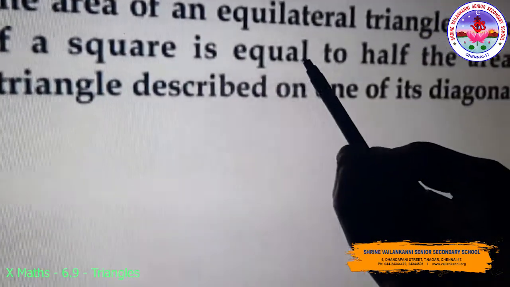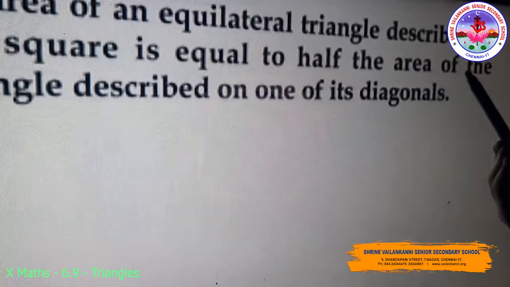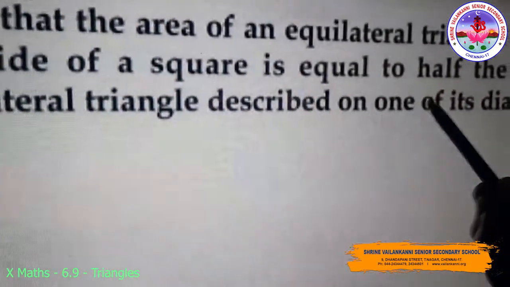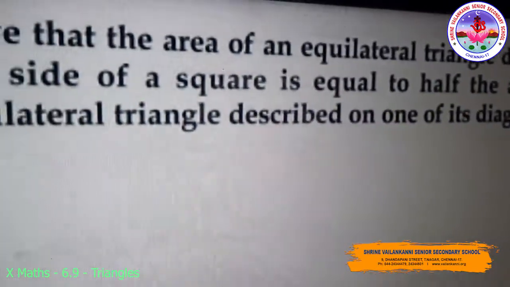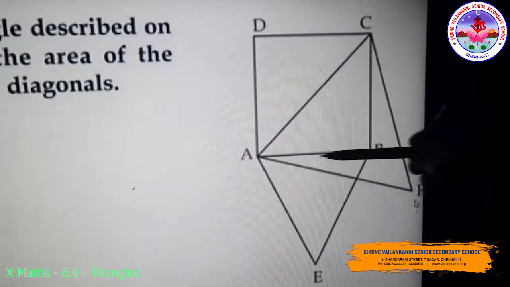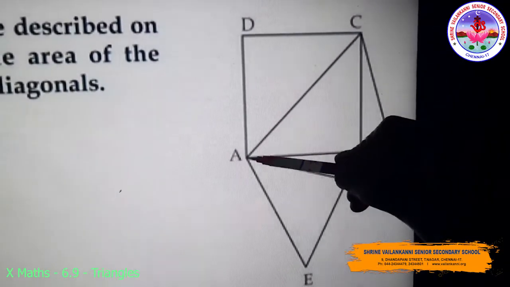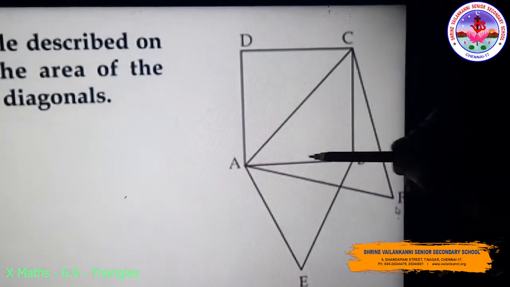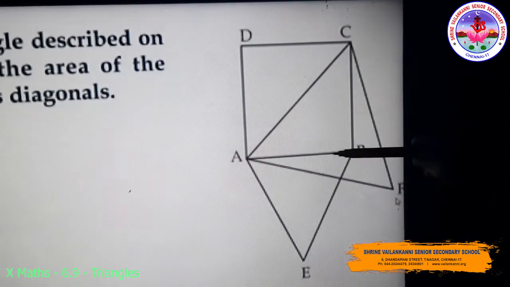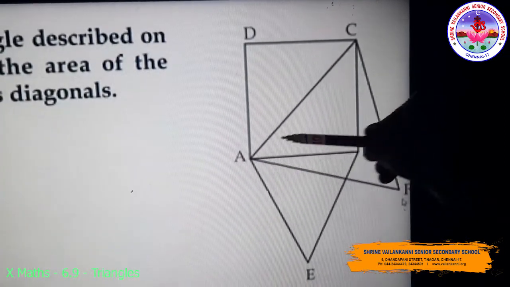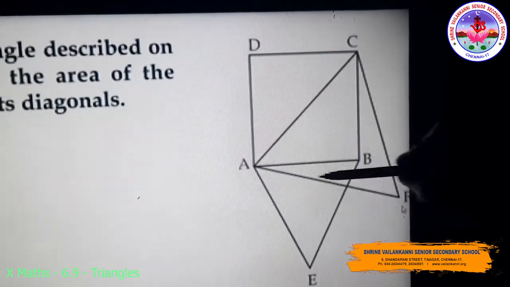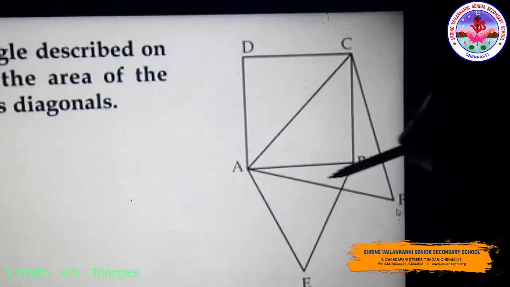7th problem: prove that the area of an equilateral triangle described on one side of a square is equal to half the area of the equilateral triangle described on one of its diagonals. Now we are drawing the figure ABCD as a square and taking one of the sides of the square. So I am taking side AB. With side AB I am drawing an equilateral triangle ABE, and with the diagonal of the square, AC, I am drawing another equilateral triangle ACF.